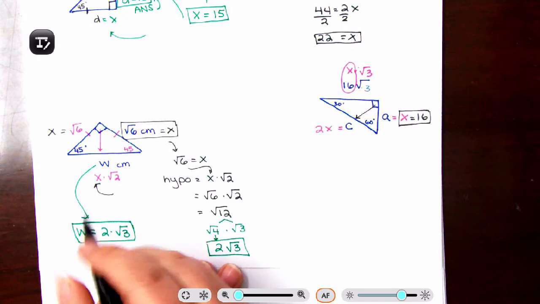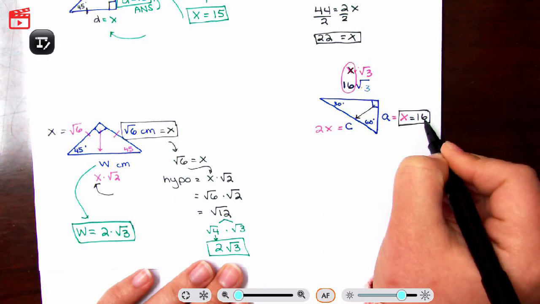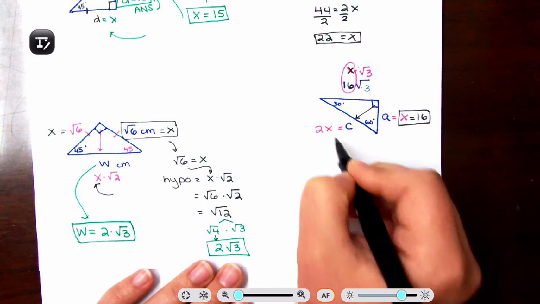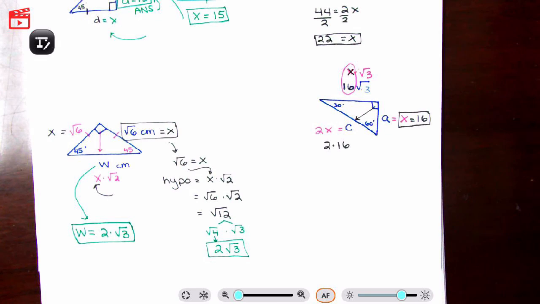Wrapping up this question, since we know that x is 16 because they match up, that means x here for the short side is 16, and that means our hypotenuse is 2 times 16, and 2 times 16 is 32 for our answer.